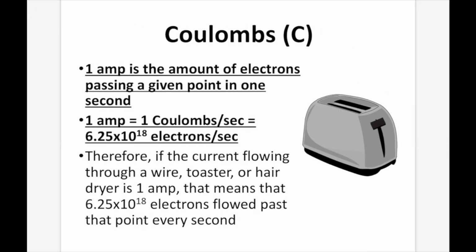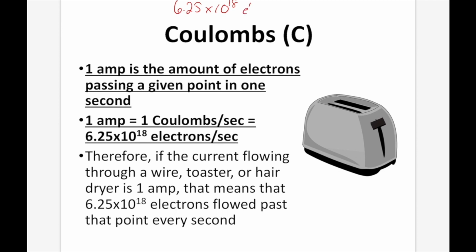Coulombs. 1 amp is the amount of electrons passing a given point in 1 second, like we just mentioned. 1 amp equals 1 coulomb per second, or 6.25 times 10 to the 18 electrons per second. So to get 1 amp, you need to have 6.25 times 10 to the 18 electrons passing a given point.